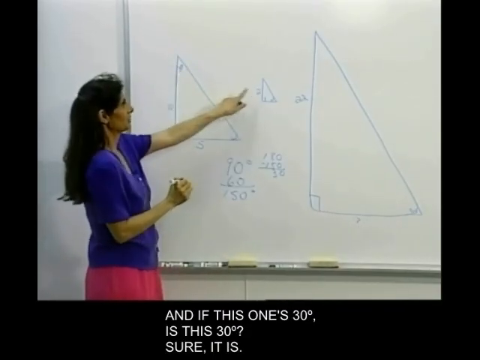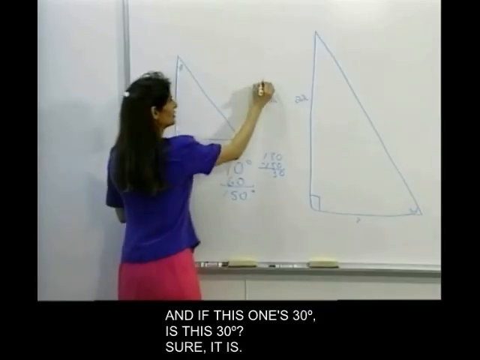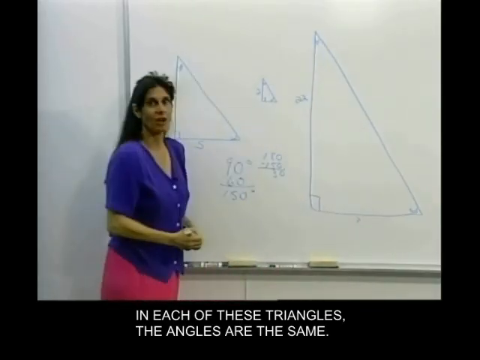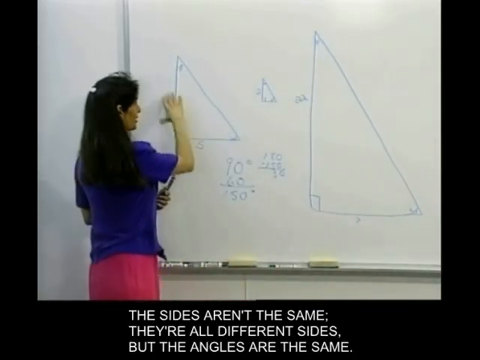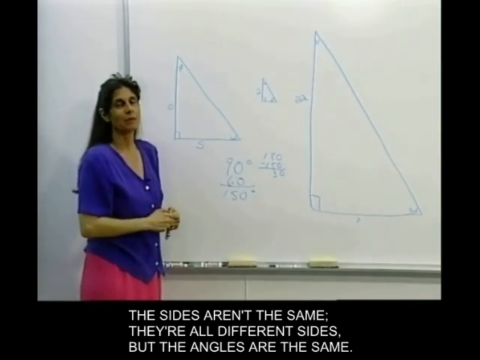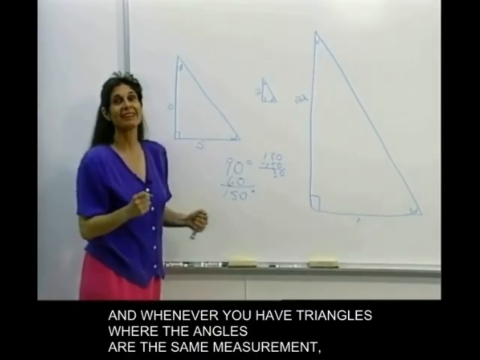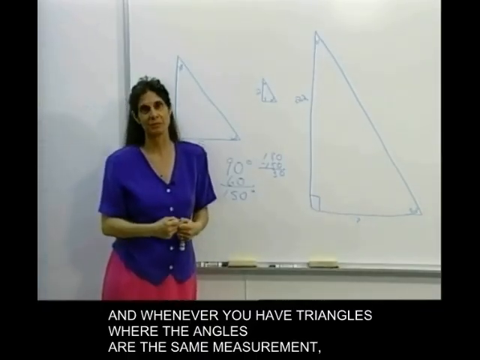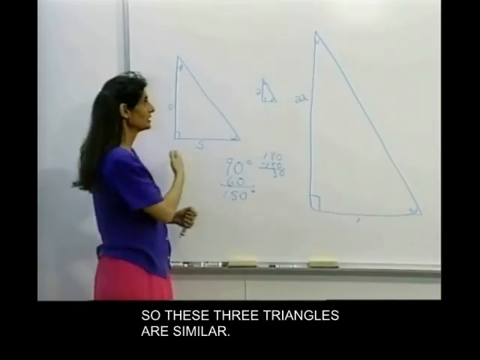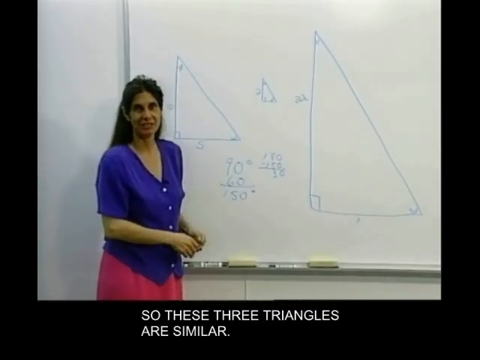And if this one's 30 degrees, is this 30 degrees? Sure it is. In each of these triangles, the angles are the same. The sides aren't the same, they're all different sides, but the angles are the same. And whenever you have triangles where the angles are the same measurement, these are called similar triangles. So these 3 triangles are similar.